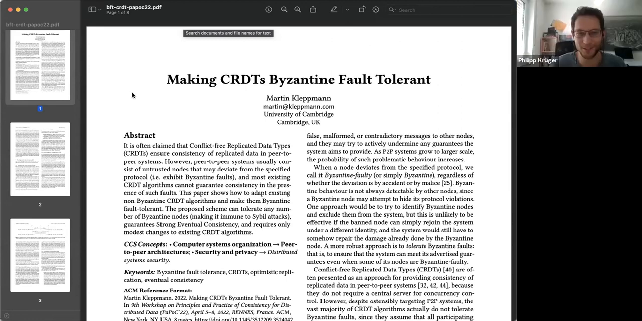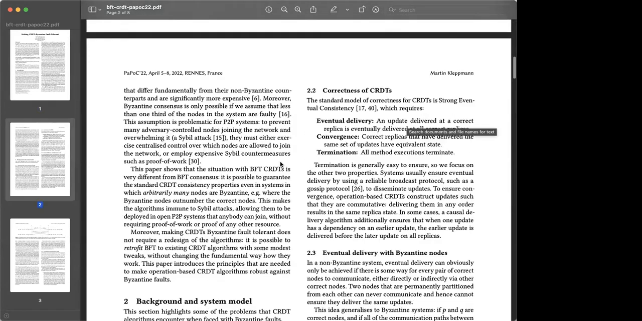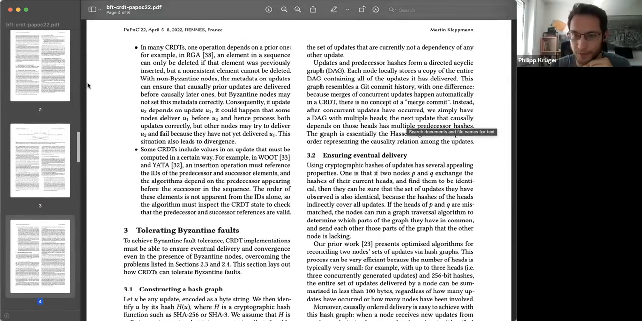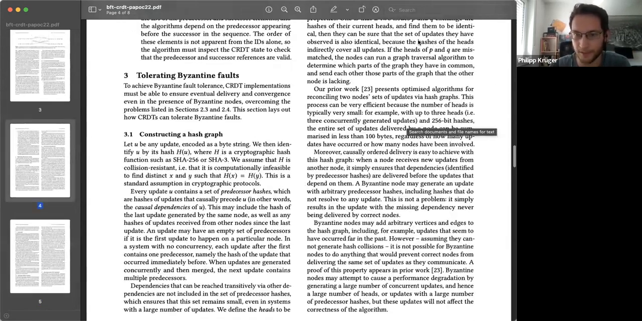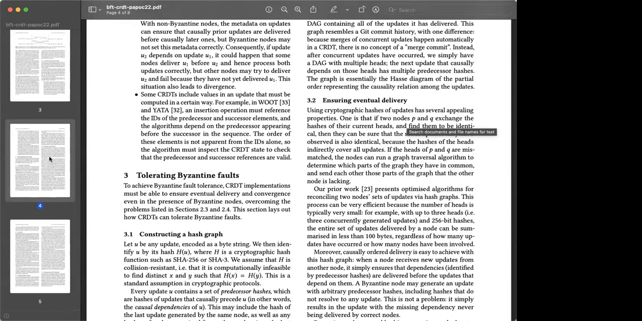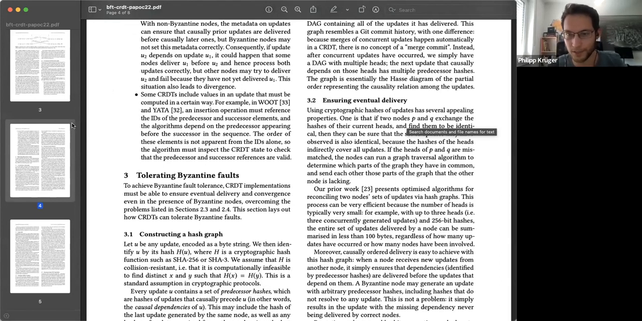Yeah, we're all talking about this thing, and I want to call out one part of the paper that talks about this. It's in section 3.2, the second paragraph, where he says that our prior work presents optimized algorithms for reconciling two node sets of updates via hash graphs. And he says that this can be very efficient, but then gives an example of something that has up to 3 heads, and you can summarize that in less than 100 bytes. But I find that a weird example because 3 heads may, for some CRDTs, be more than enough.